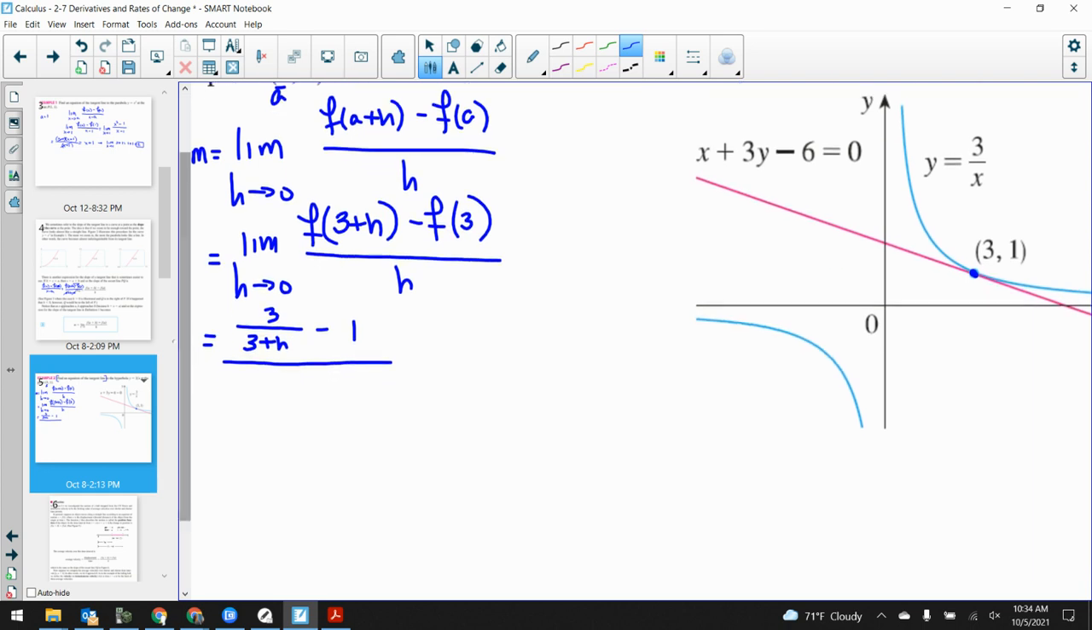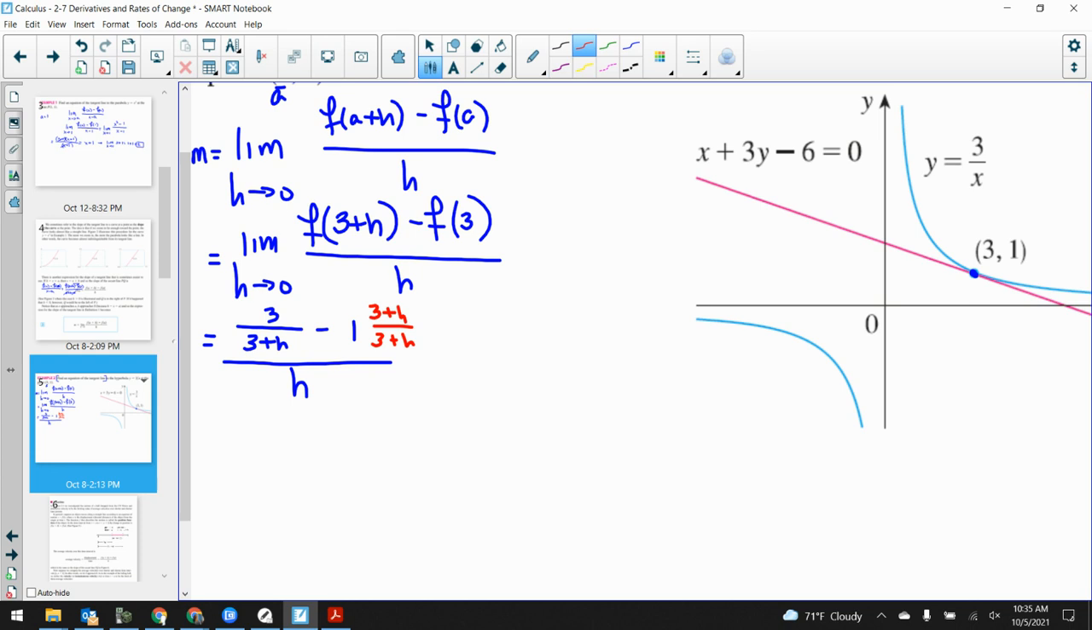All right, and now divided by h. So now all we have to do, because I can't do direct substitution, is algebraically reduce down this equation. Well, how do we do that? Well, let's work with the numerator. Let's get common denominators.